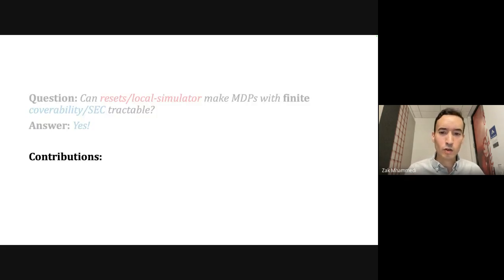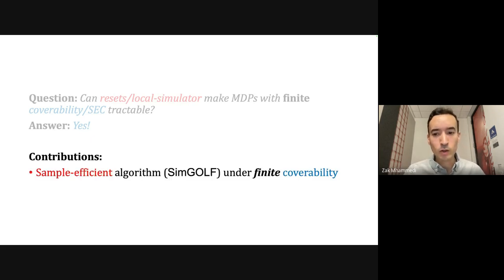So this leads me to the contributions. We have developed an algorithm called SimGolf that is sample efficient under coverability. The algorithm isn't computationally efficient because it employs global optimism. And although technically we present the results only for coverability in this paper, they can be easily generalized to this finite SEC setting I just mentioned.